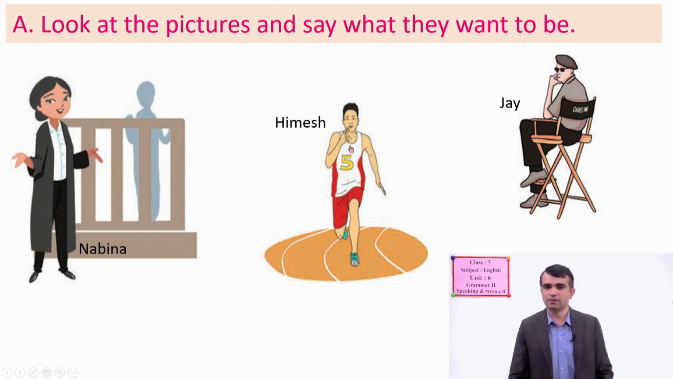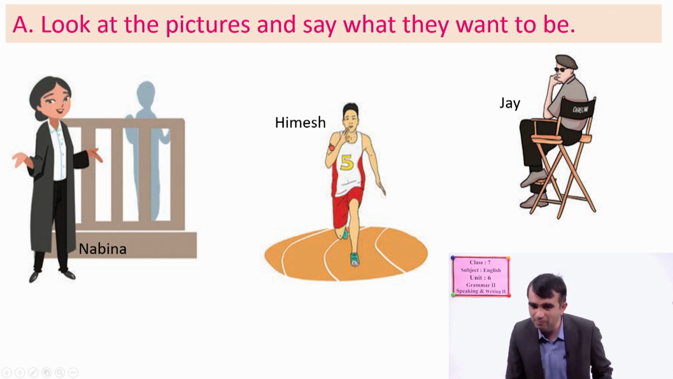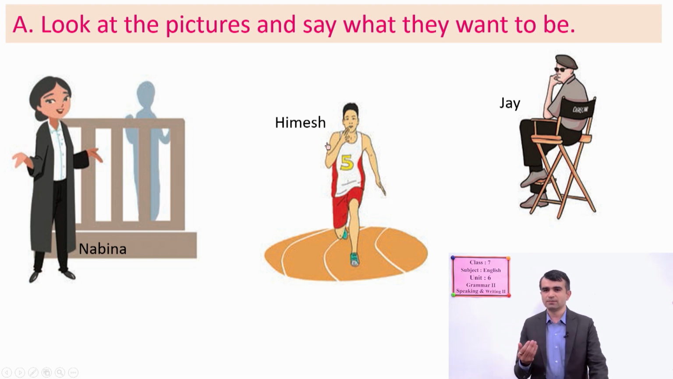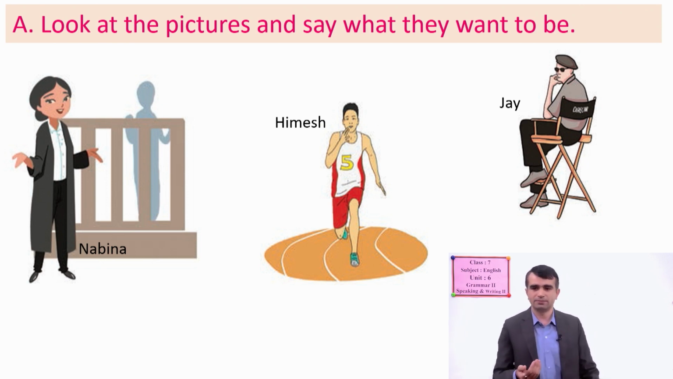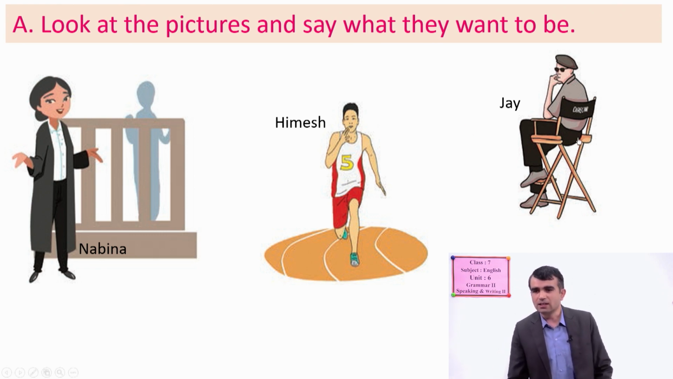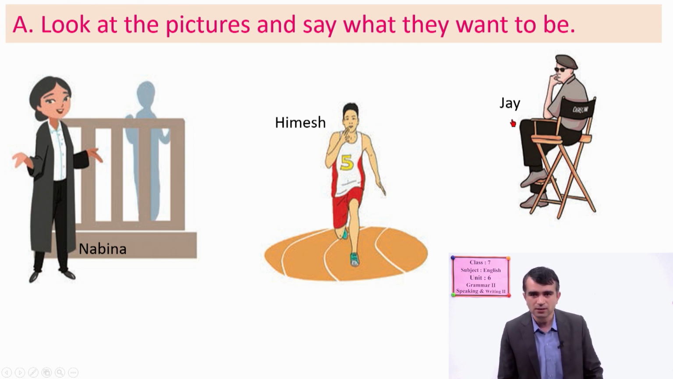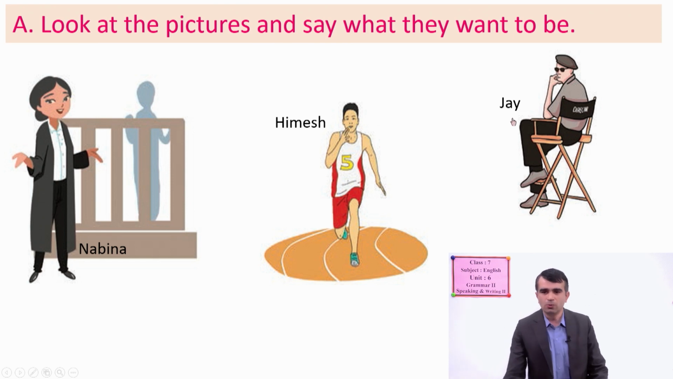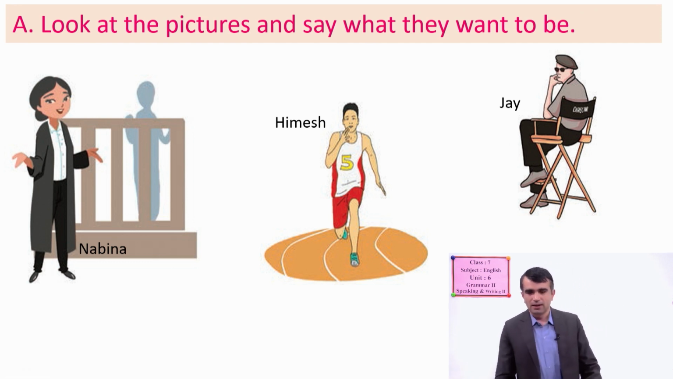And this boy, his name is Himesh. What does he want to be? He wants to be an athlete. Good. Athlete. Or you can also say he wants to be a player. Now finally, there is another person sitting here, and his name is Jai. What does Jai want to be? He wants to be a good director. Movie director probably. He wants to be a movie director. Well, now we did it.